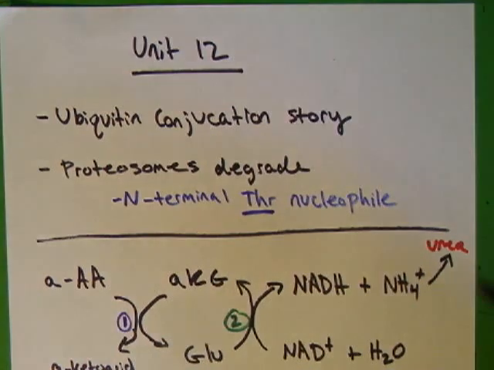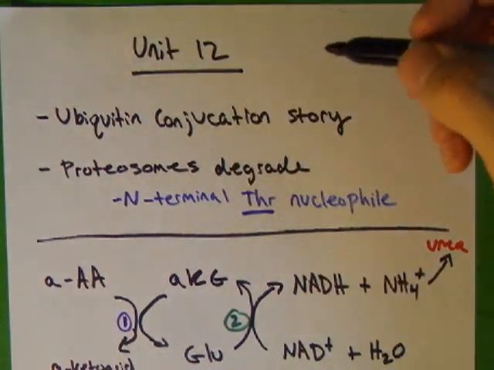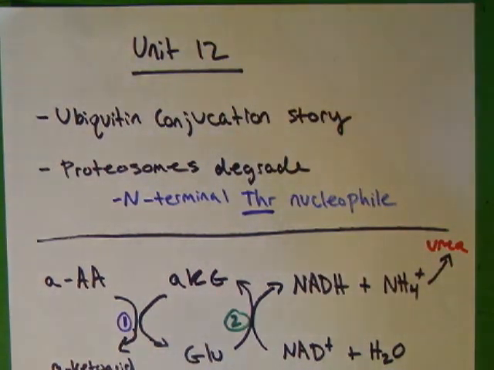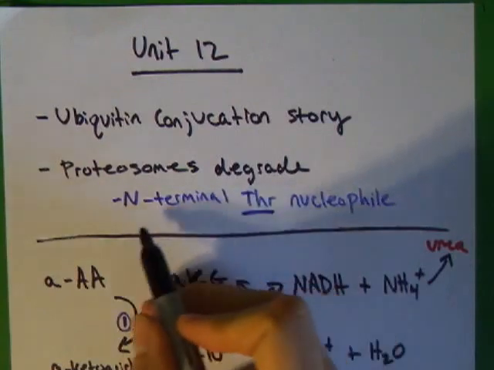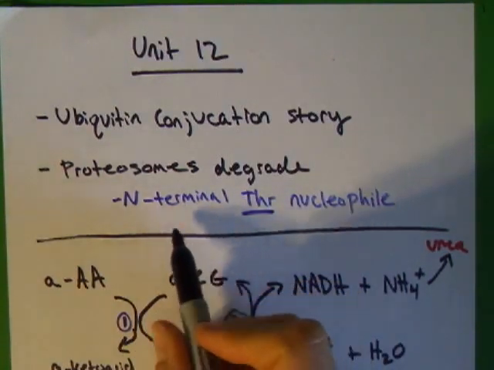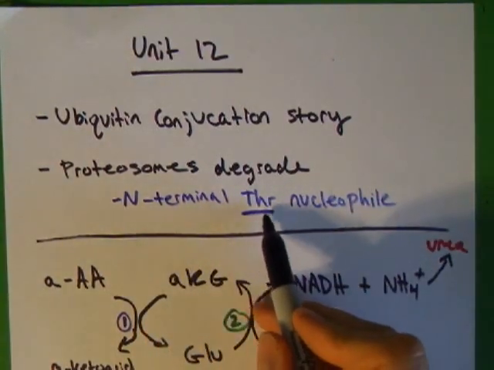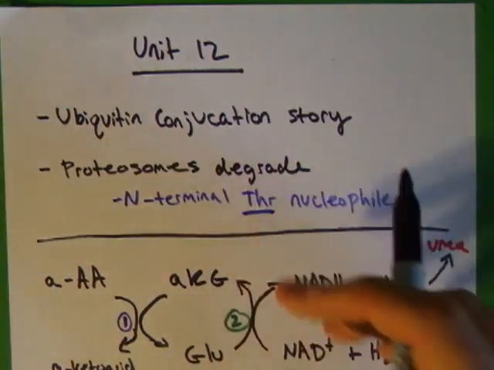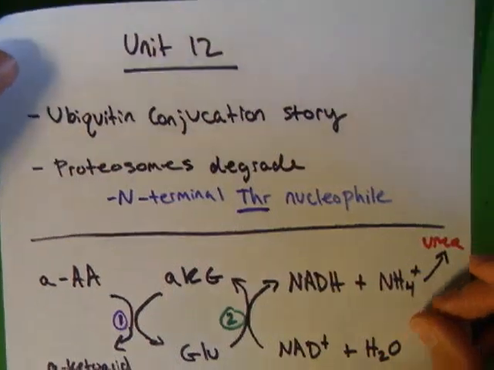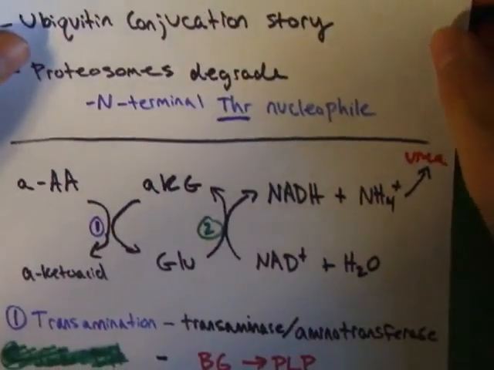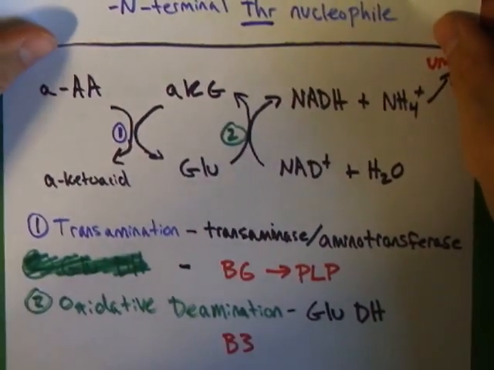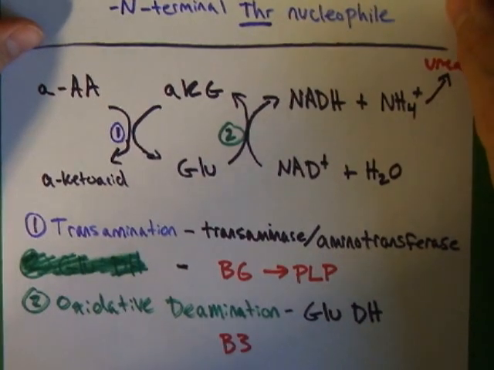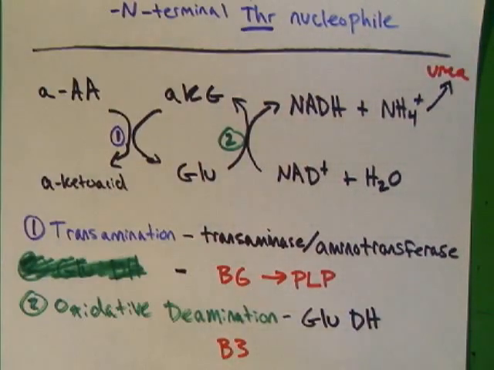The only thing to know about proteasomes is that they are the ones that actually degrade. It's the executioner of proteins, as the slide says. Might be a question about the binding site being the N-terminal threonine nucleophile. That's the first part of the unit. Pretty simple. Not a lot of detailed questions come off that. And the next part about amino acid degradation should be a review.